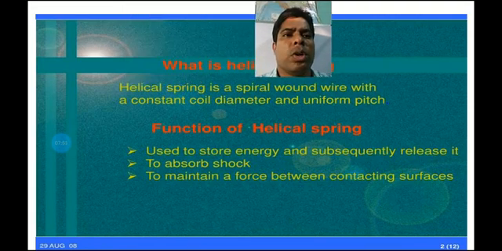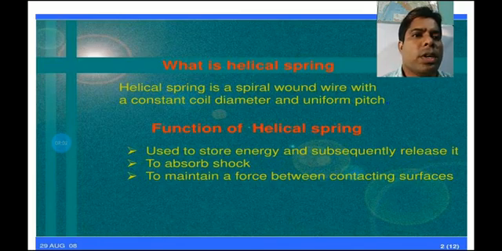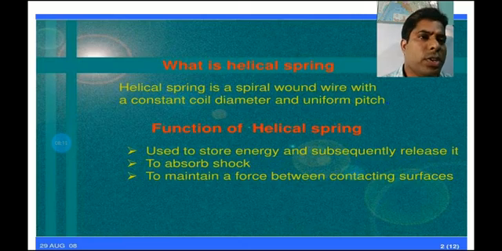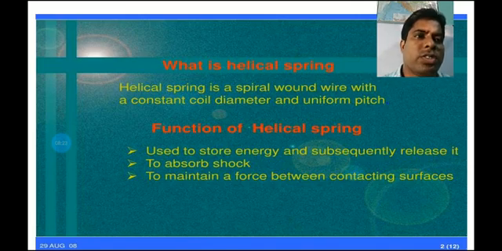Now, what is a helical spring? A helical spring is a spiral wound wire with constant coil diameter and uniform pitch. Constant coil diameter and uniform pitch means the coil diameter is fixed. Coil dia means the whole cross sectional area of the coil. And if I stretch this coil, it becomes a straight wire. The thickness of that wire is called the wire dia.